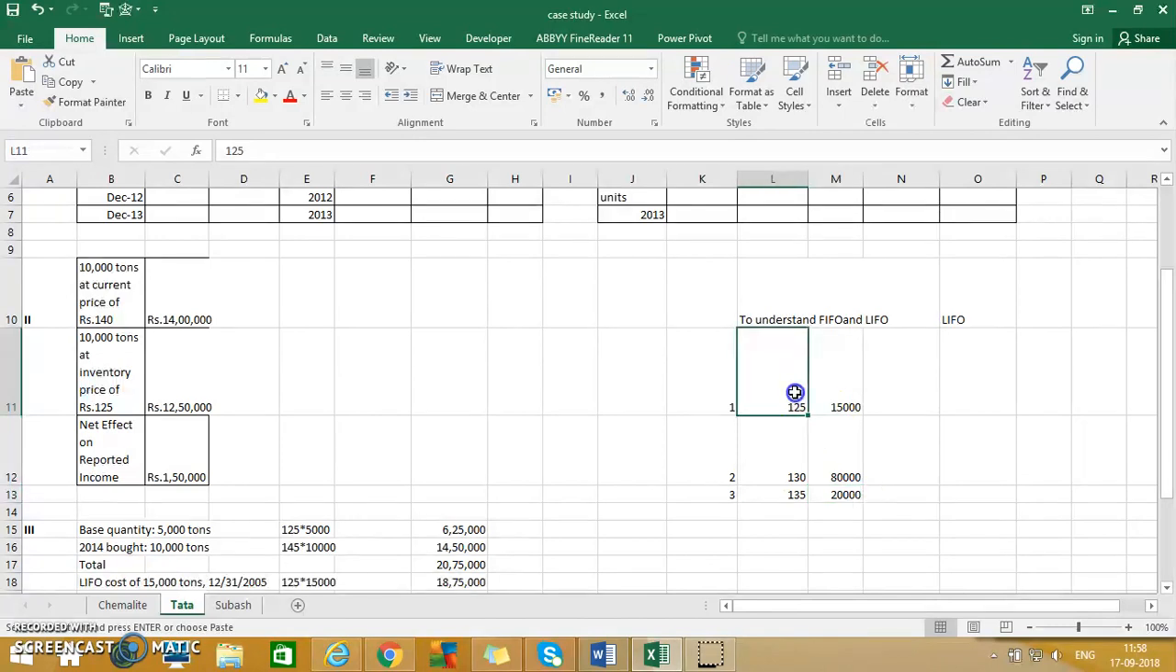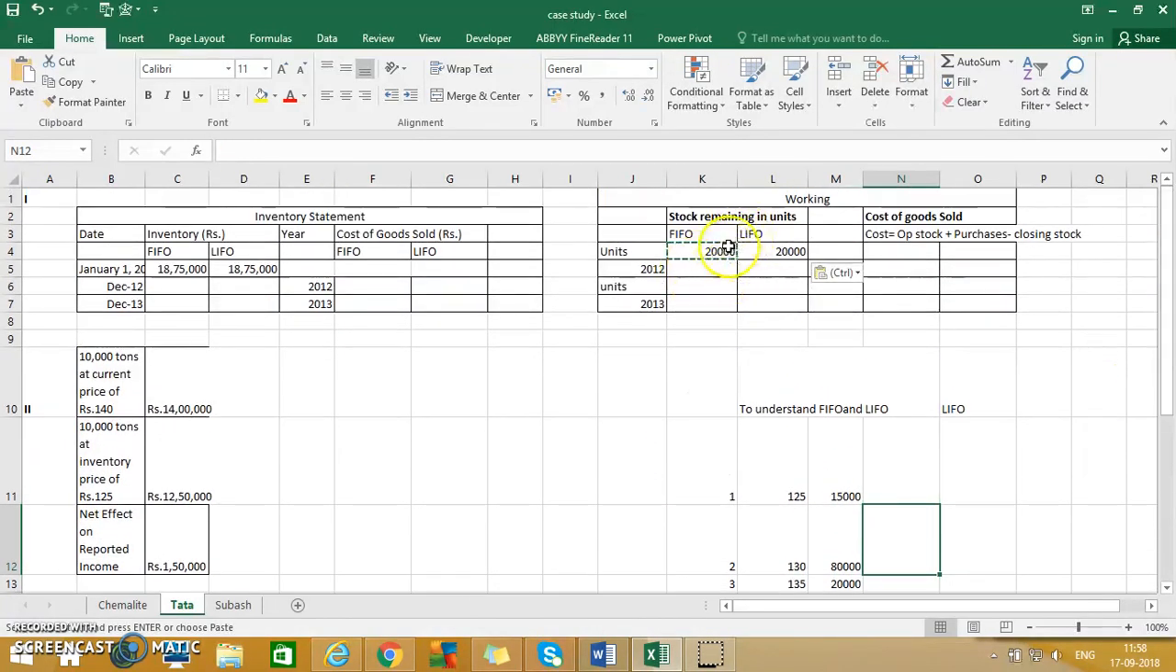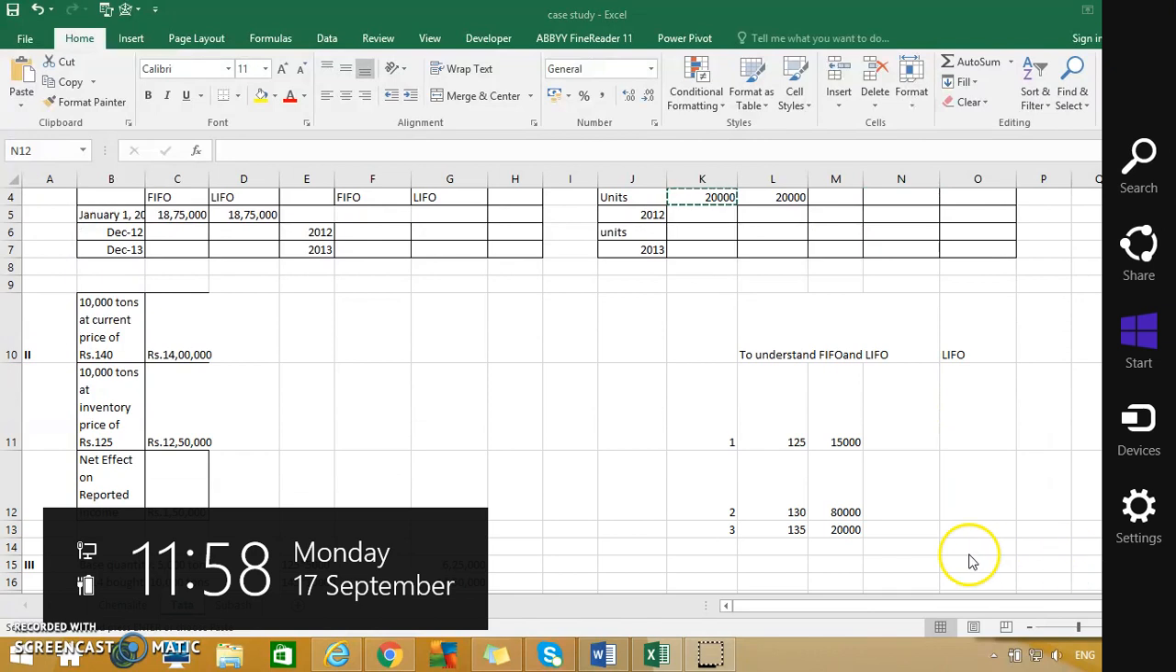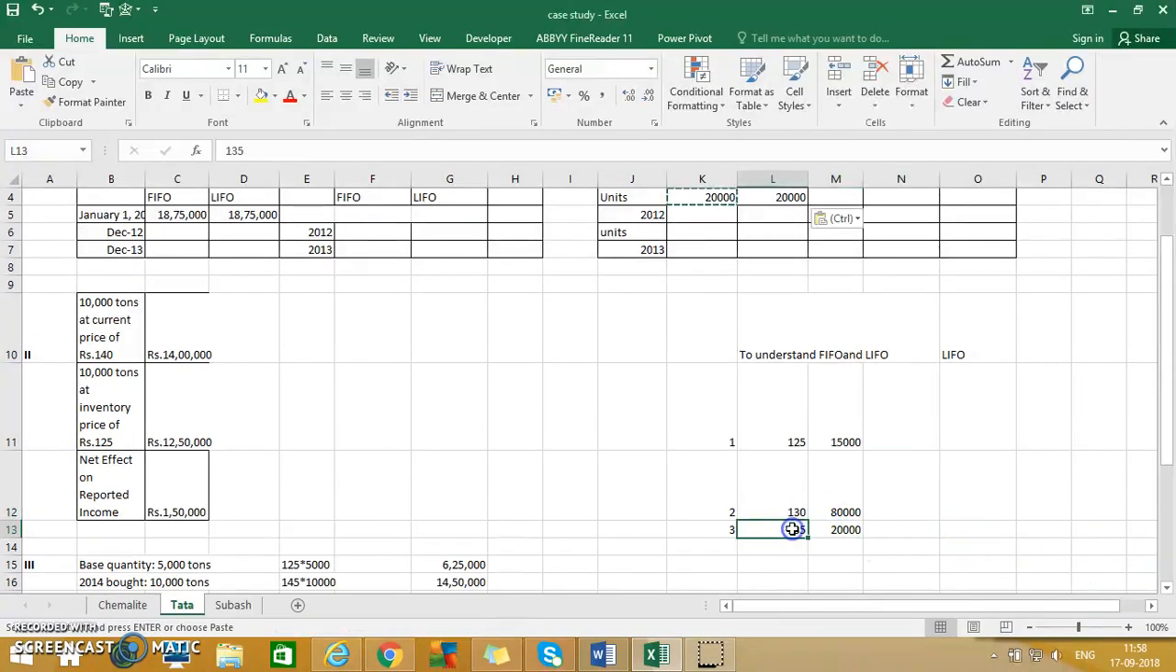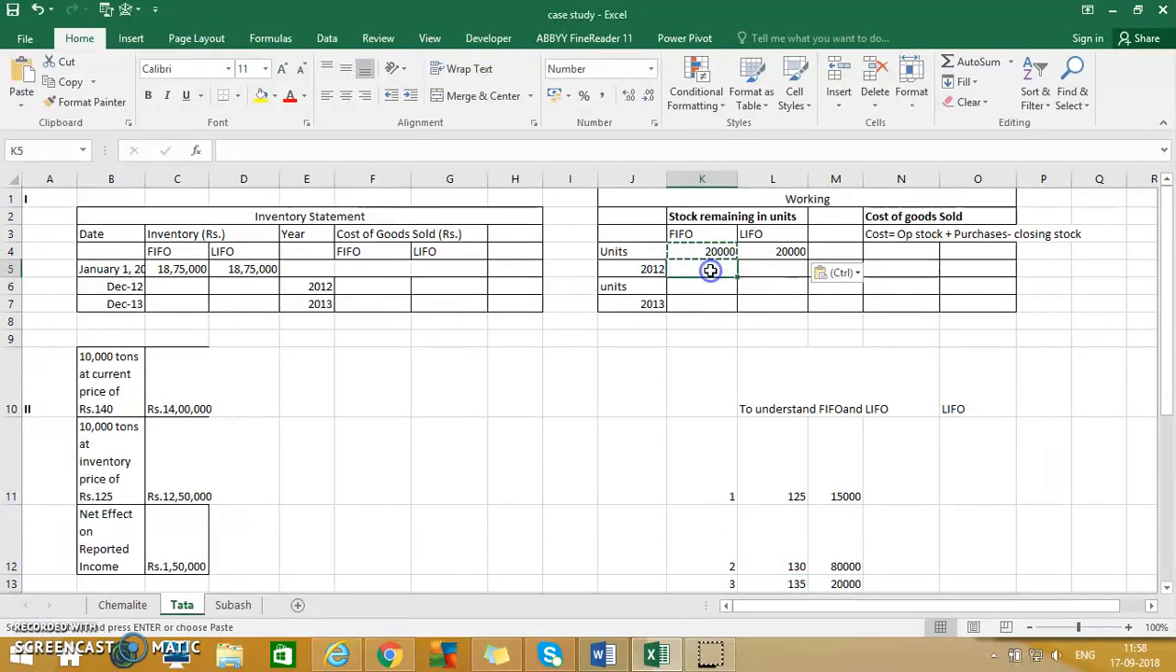So, let us say for example, if I were to use LIFO, what do I do? I would be exhausting 125 first, then come to 130, and whatever is left out would be the current prices. So, here in this problem, you are left out with how many units? You are left out with 20,000 units. So, what is the price of 20,000 units here? The price of 20,000 units as per FIFO is 135. So, what is the inventory valuation? It is equal to 20,000 into 135. So, I am left with material of 27 lakhs when it comes to 2012.